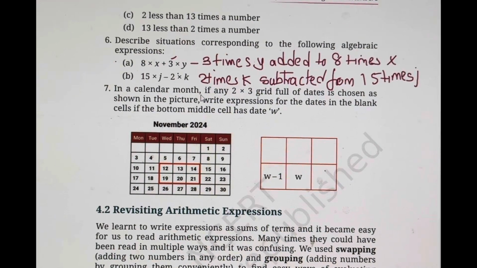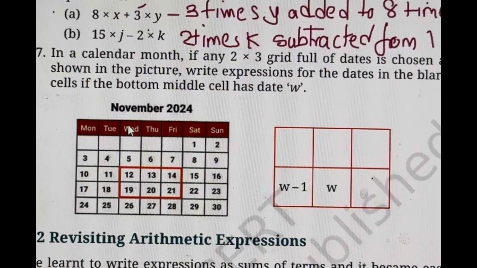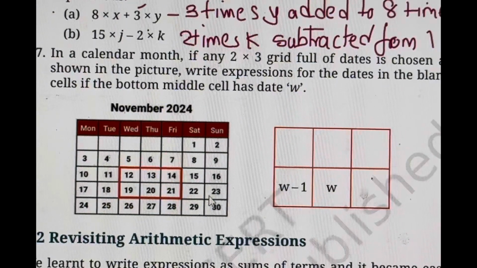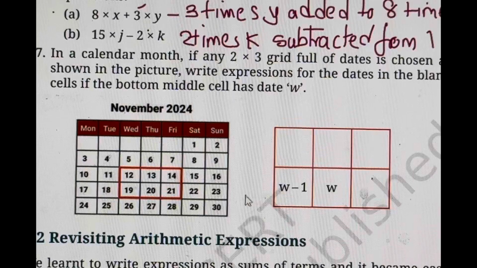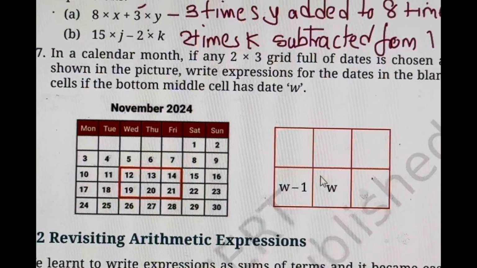Question number 7. Now, in a calendar month, if you see this 2 by 3 grid, let me just expand it a little more. You can see the numbers which are highlighted: 12, 13, 14 and 19, 20, 21. This is the grid shown over here. Suppose we take this number 20 as W, if the number is not given. And on the left hand side it is W minus 1, because 20 minus 1 is 19. So we need to fill in this full grid depending upon this W.